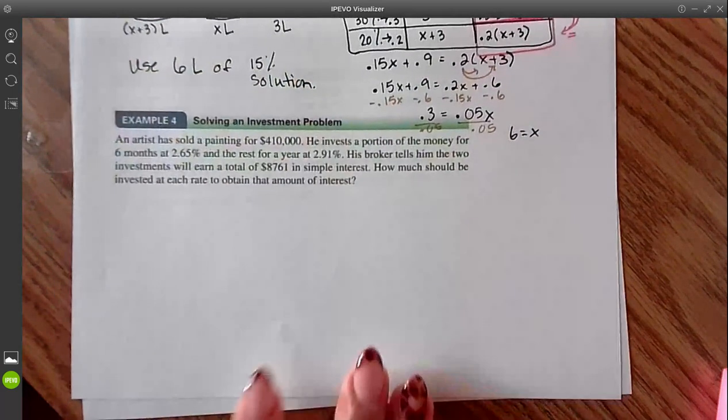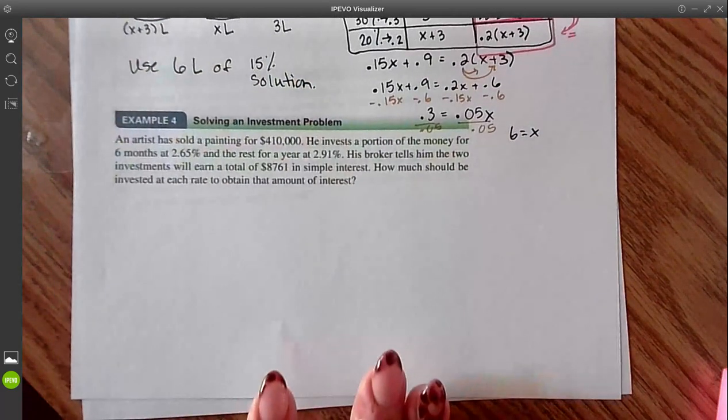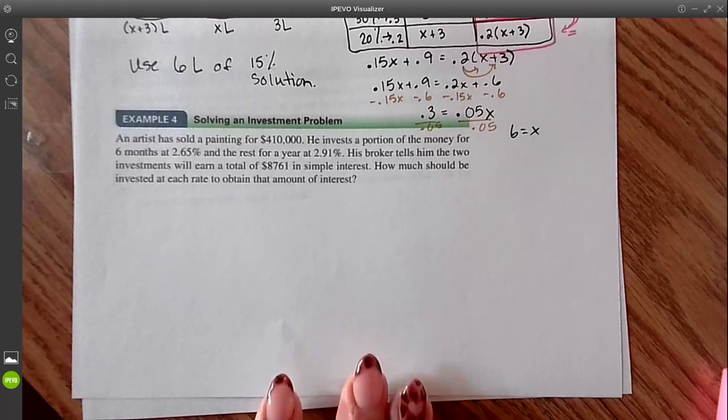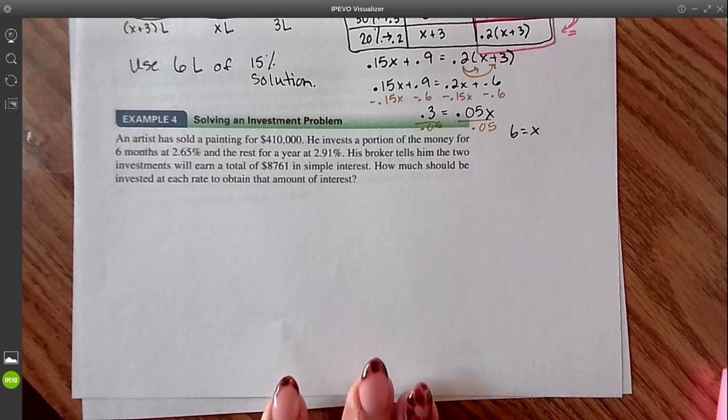An artist has sold a painting for $410,000. He invests a portion of the money for 6 months at 2.65% and the rest for a year at 2.91%. His broker tells him the two investments will earn a total of $8,761 in simple interest. How much should be invested at each rate to obtain that amount of interest?